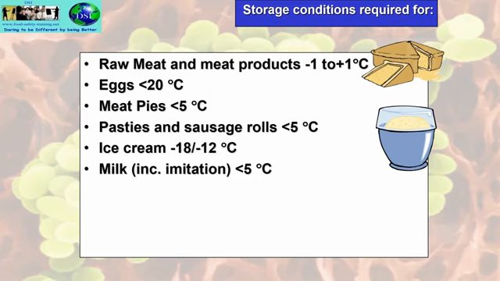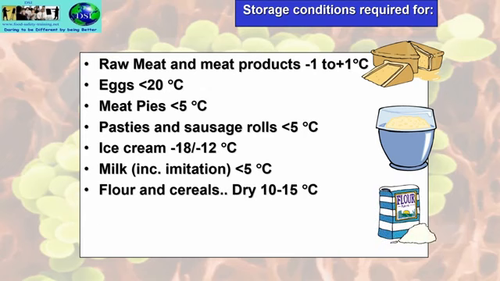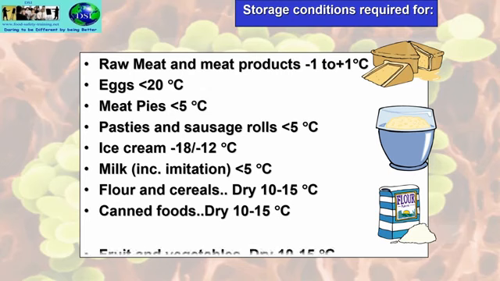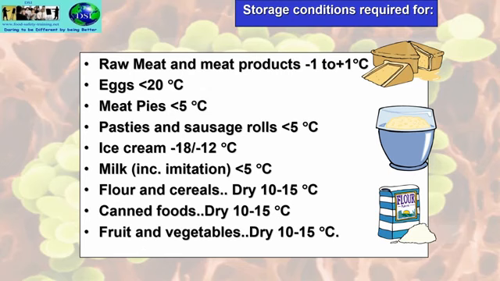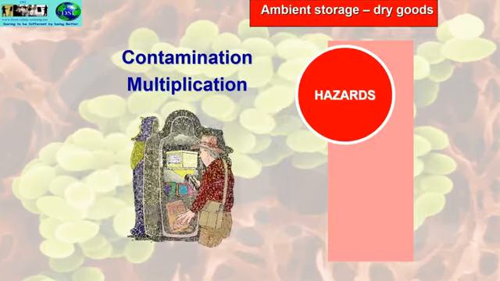Milk, including imitation milk, less than 5 degrees C. Imitation milk, if it's sterilized milk or the UHT milk, doesn't have to be refrigerated until it's opened. Flour and cereals kept dry in a dry goods store between 10 and 15 degrees C. Canned goods, again dry, same conditions as above. Fruit and vegetables, again same conditions as above, 10 to 15 degrees C, dry conditions.